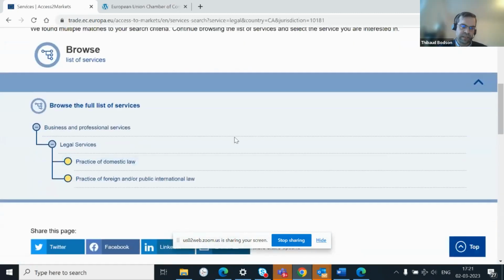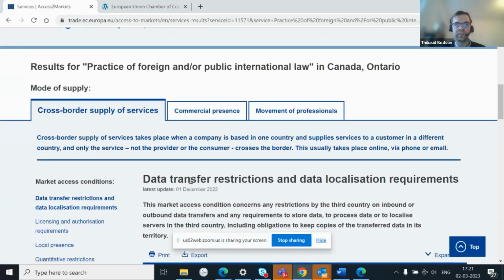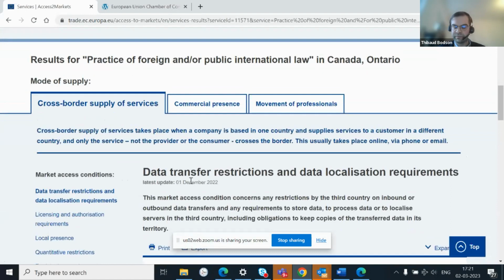Here you have to, and that's something that is specific to legal services, select the specific practice that you want to provide, say legal advice on foreign and public international law. So you click that, you select, and there you are. You have the results and the information on the different market access conditions, on the different legal requirements that you, as a law firm, that's an example, will have to fulfill if you want to export to, let's say, Ottawa.